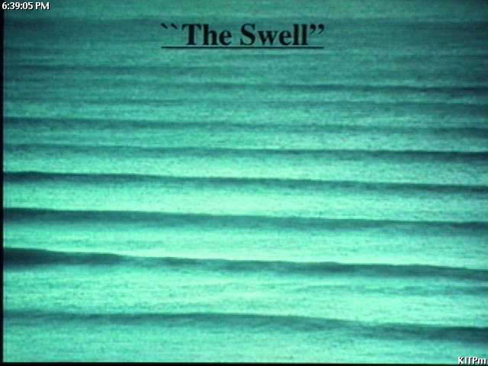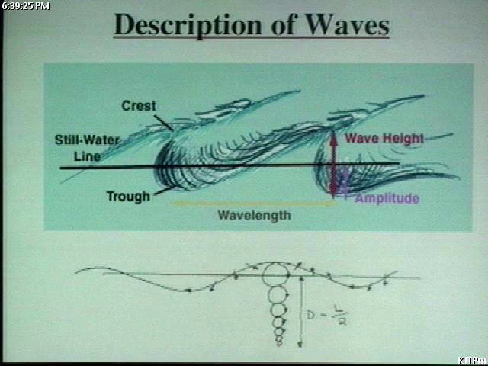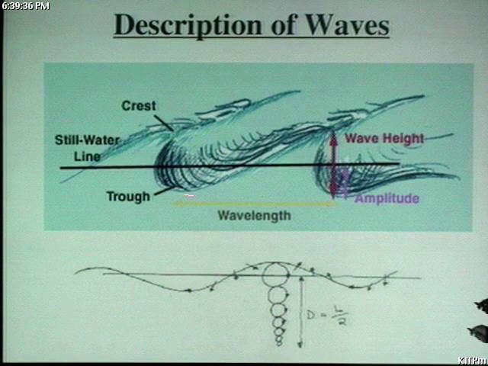Okay, so how can we describe waves? If there wasn't a wave, what you would see out on the ocean is just flat. The water would all be at the same level. So a wave is just a slight change in the height of the water level. If here's the still water line, when a wave goes by, there will be alternating crests and troughs like that. The distance from, let's say, one crest to another is called the wavelength.